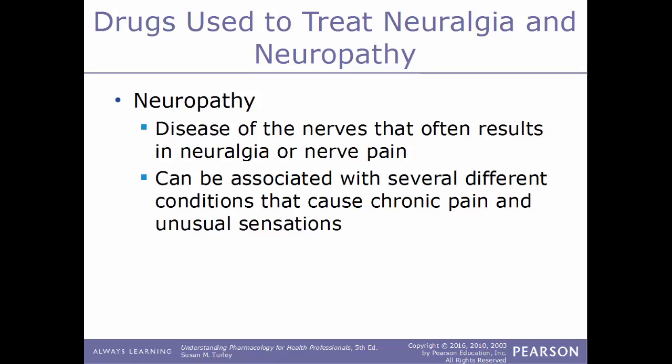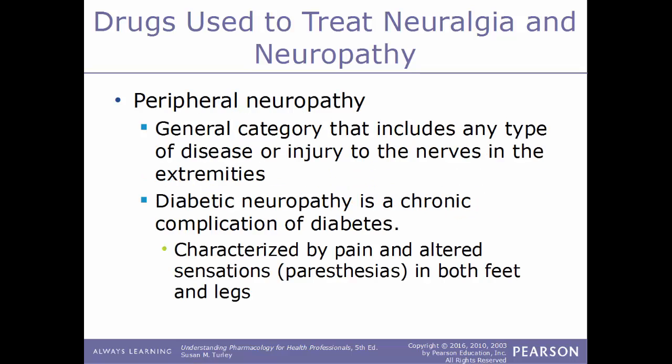Alright, now we'll move on to drugs that are used to treat neuralgia and neuropathy. When it comes to neuropathy, this is a disease of the nerves that often results in neuralgia, which is also known as nerve pain. This can be associated with several different conditions that cause chronic pain and unusual sensations. One example of this would be peripheral neuropathy.